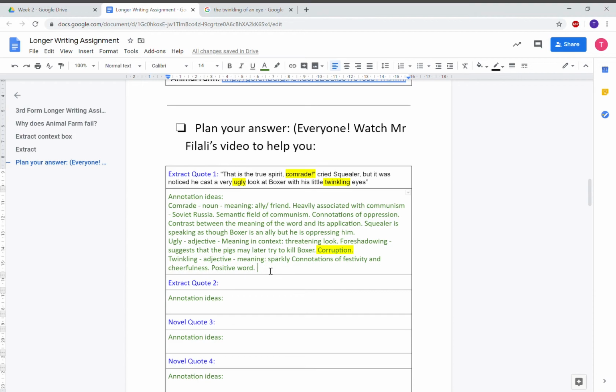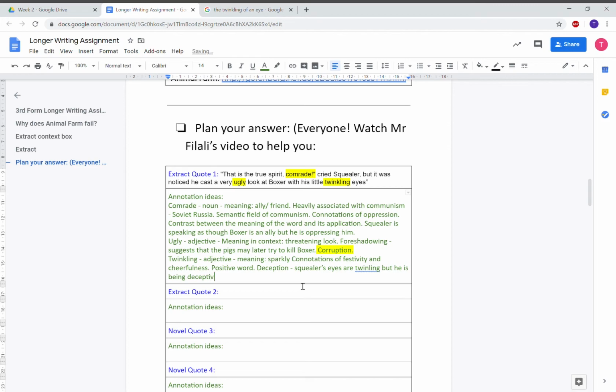Now, twinkling means sparkly, and it has connotations of cheerfulness and of festivity. It's a very upbeat and positive word. Here, though, it links very nicely to the theme of deception, because on the one hand, Squealer's eyes are twinkling, but he is being deceptive. So he's hiding his real intent behind his cheerful eyes.